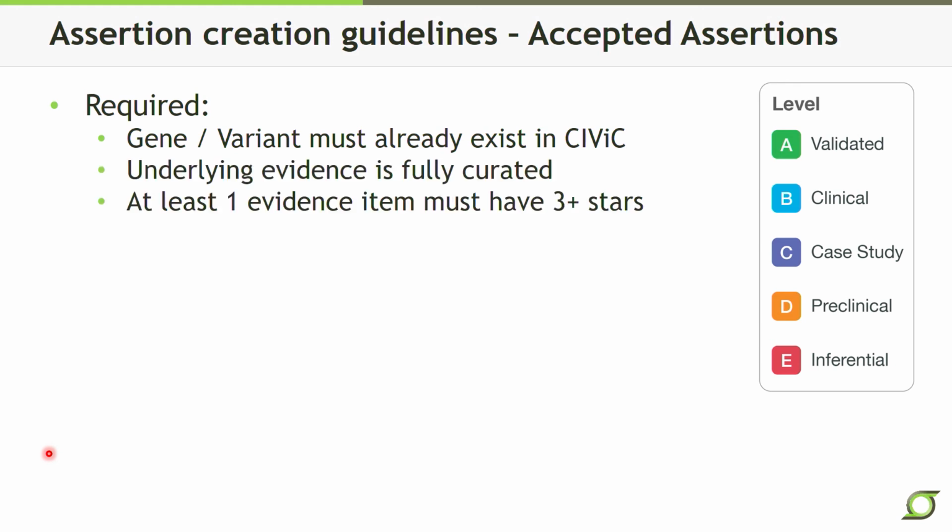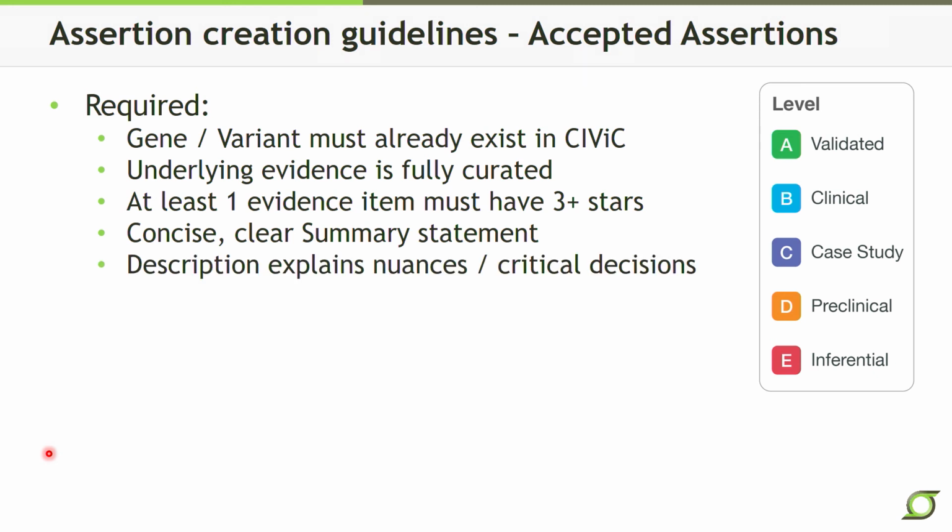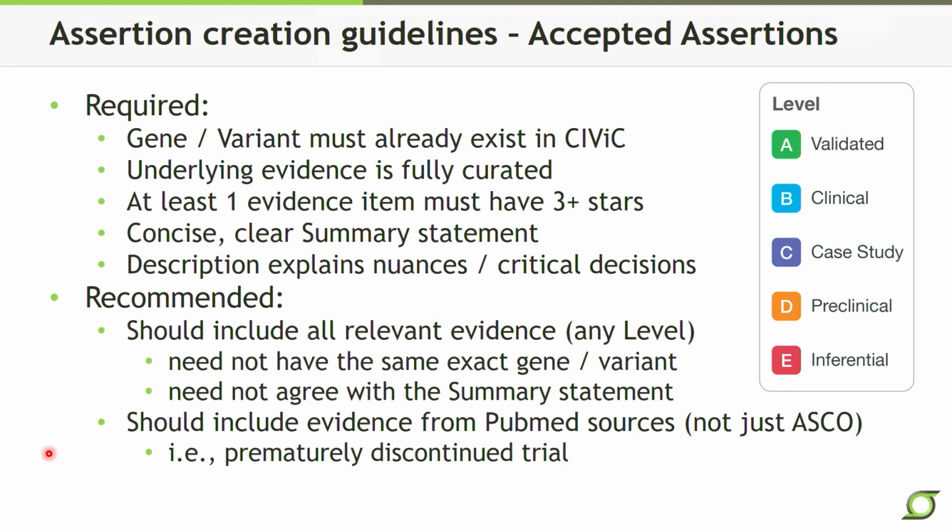So in summary, we require that the gene variant must already exist in CIViC. Underlying evidence is fully curated. At least 1 evidence item has 3 or more stars. You have a concise, clear summary statement that's not confusing. And that your description explains any discrepancies or nuances that are needed here. And we really recommend that this is the current state of the field sort of summary, that the evidence underneath actually is an aggregate of multiple studies and where the state of the field is.